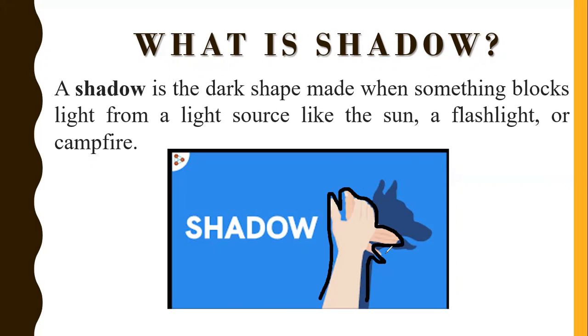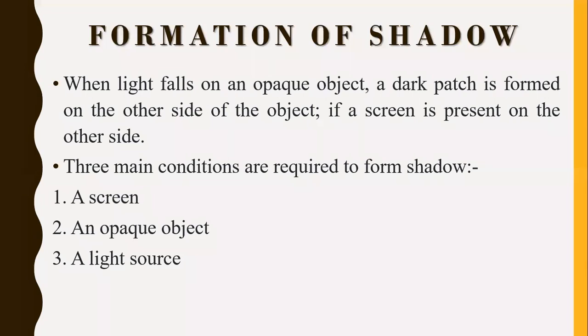So like this, the shadow is formed: a dark shaped patch is made on the screen because the object is obstructing or not allowing the light to pass through, right? Then only the shadow is formed. So there are a lot of conditions, only then the shadow can be formed. The conditions are that the light must fall on an opaque object, and there should be a light source and a screen. Screen is basically a place where the shadow is formed. So the screen can be anything which is beside or behind the object, right?